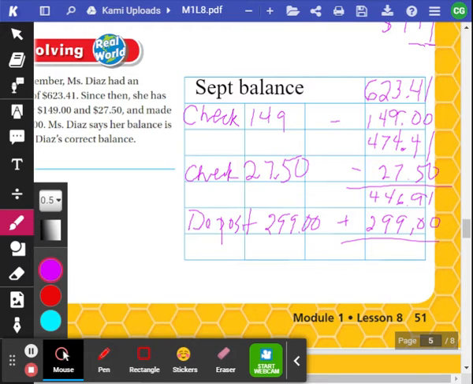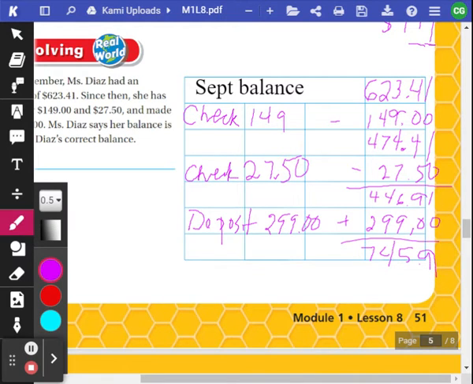9, so that's 91. 1 plus 0 is 1. 9 plus 0 is 9. 6 plus 9 equals 15. Regroup. 9 plus 1 is 10. Plus 4 is 14. Regroup. 4, 5, 6, 7. So our total amount is $745.91. Now let's look to see.